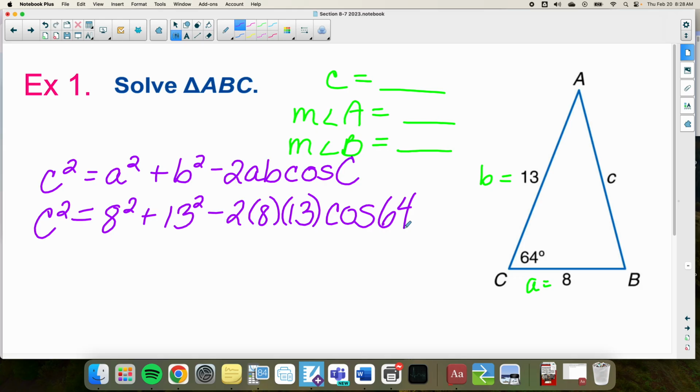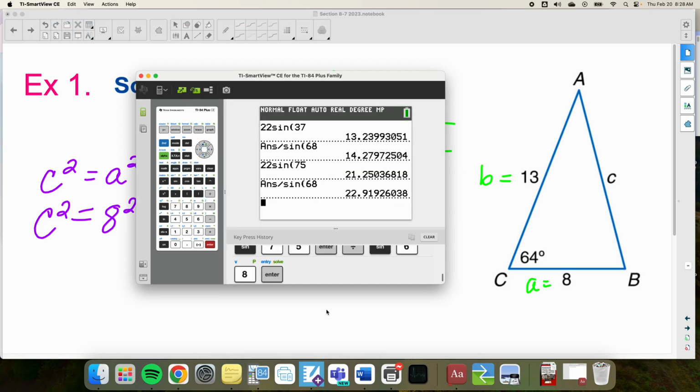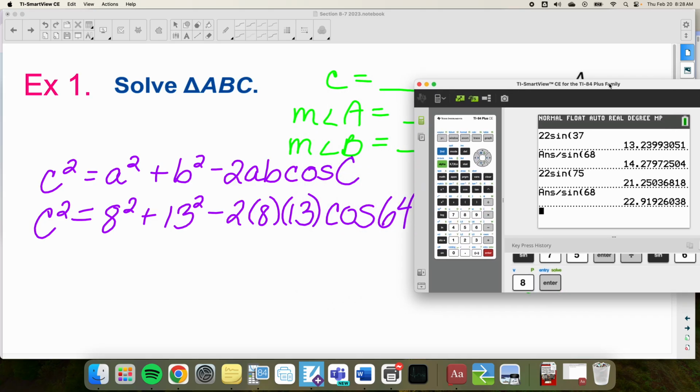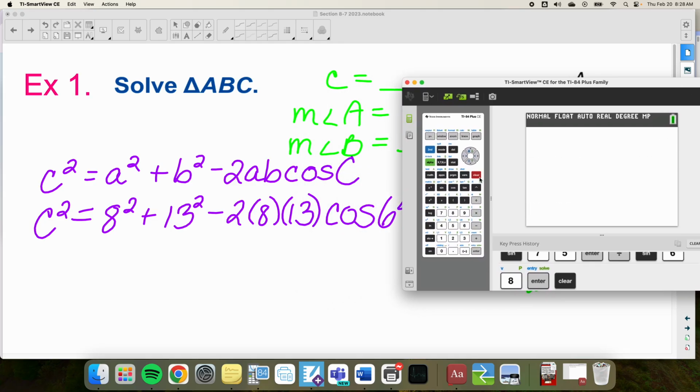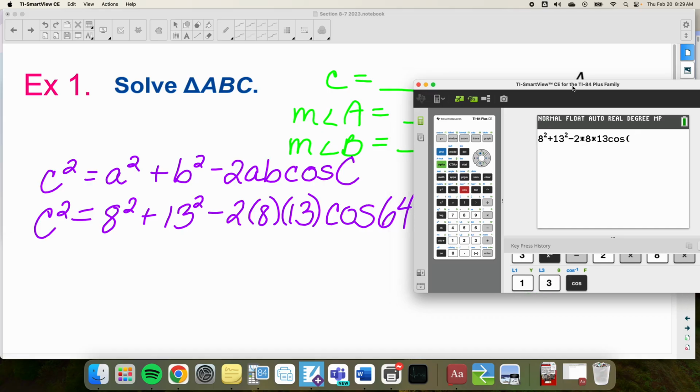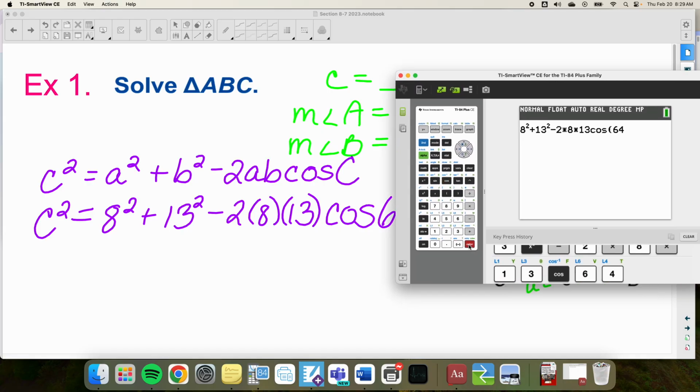What would I have to do then to get C? Square root. So watch up here for a second because I want to show you something. First of all, we're just going to enter in the 8 squared plus 13 squared, that whole thing, okay? So let's do that. 8 squared plus 13 squared minus 2 times 8 times 13 cosine of 64. And did you guys get 141.81? Now that is C squared, okay?